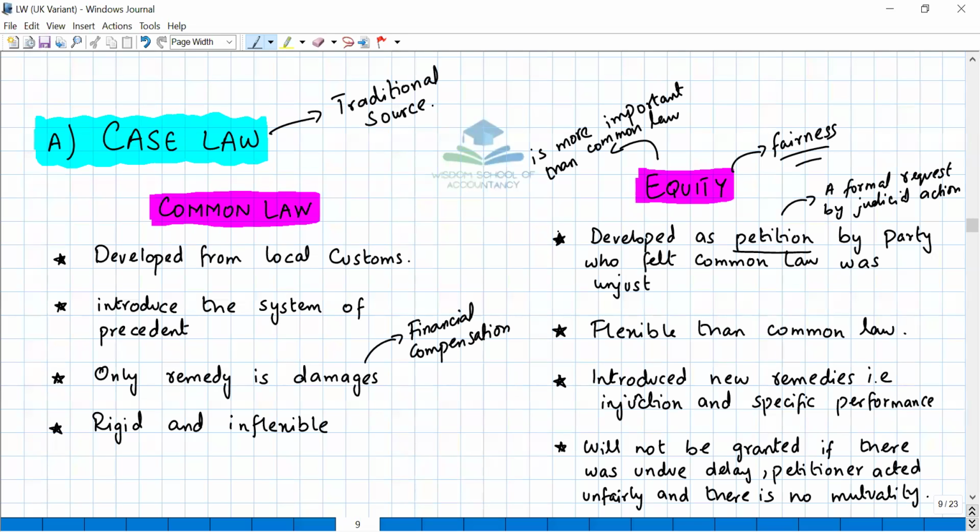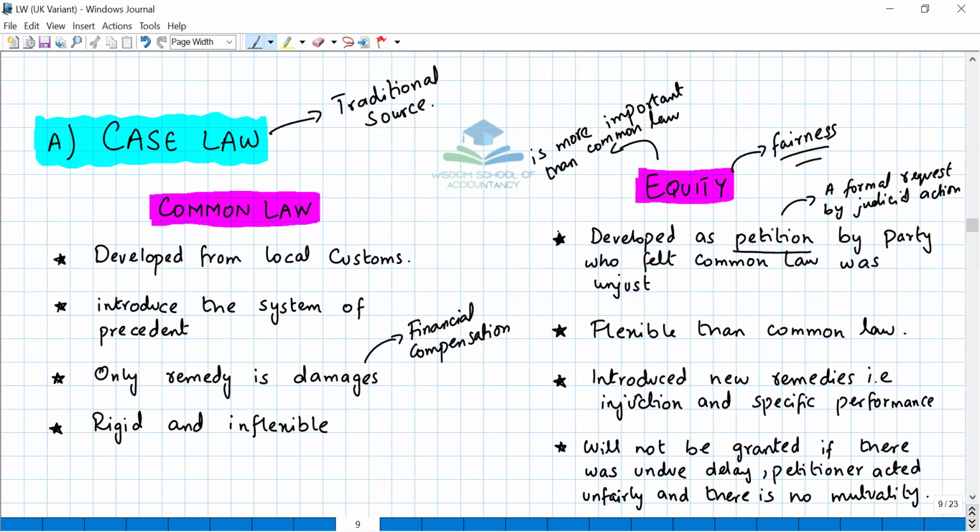It introduced new remedies such as injunction and specific performance. Now, according to the common law, monetary compensation was the only solution. That's it. But in equity, you can get other solutions as well, like injunction and specific performance. Now, what does this mean? First, I will give you an example of specific performance.